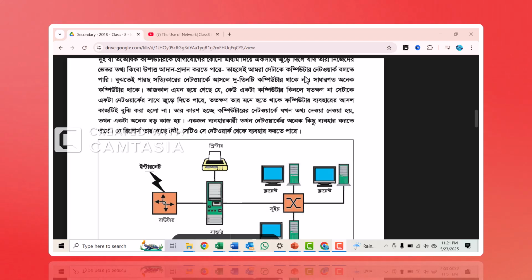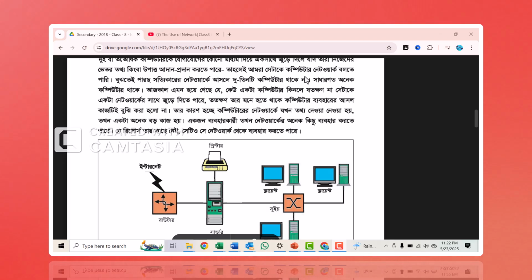Benefits of networking. The main benefits of networking are file sharing, internet access, communication. We can share all types of files with each other, even with those who live abroad, who are far away from us. Real life example: your school computer lab is a LAN.